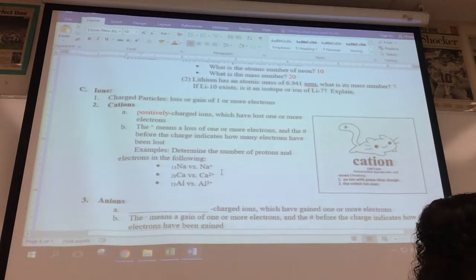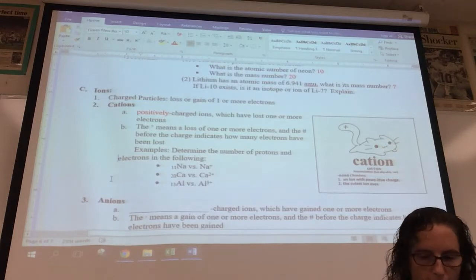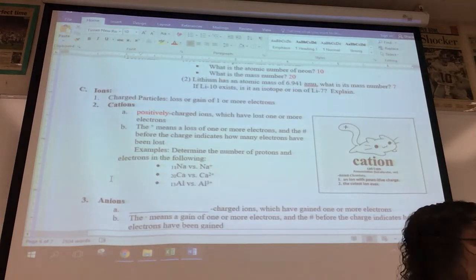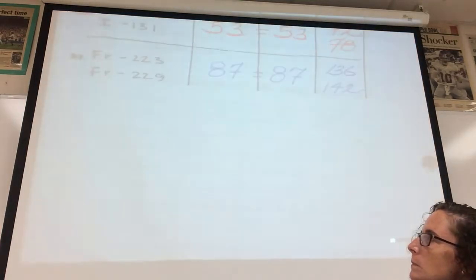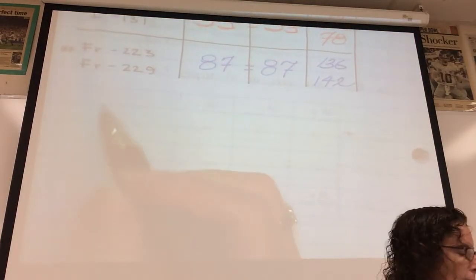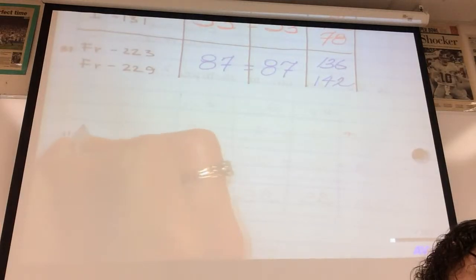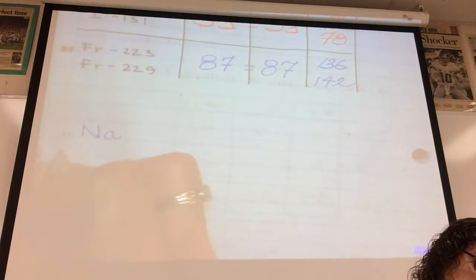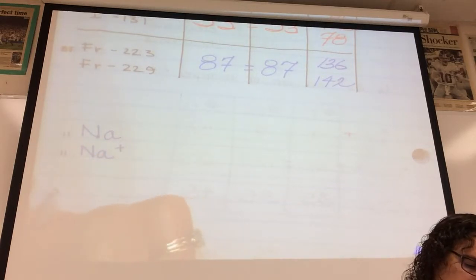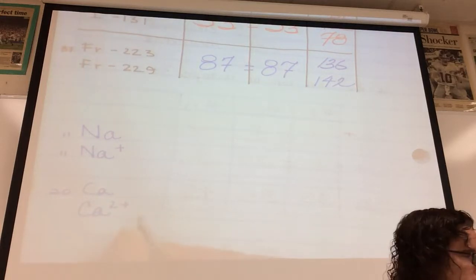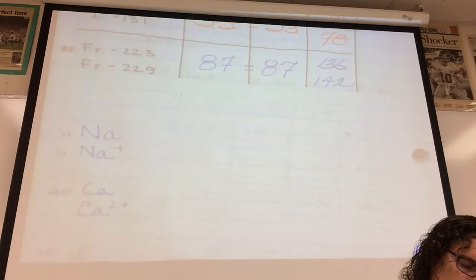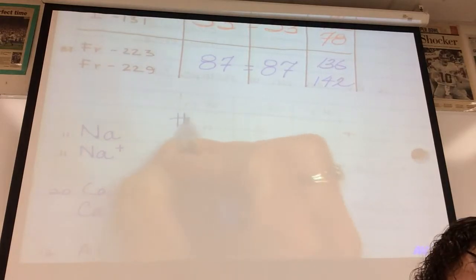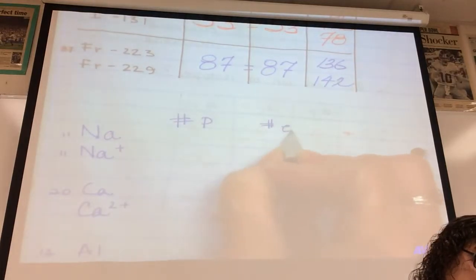It says determine the number of protons and electrons in the following. So let's take a look. We've got sodium, and we've got sodium ion. We've got calcium, and we've got calcium ion. And we have aluminum and aluminum ion. And we want to get protons and electrons.